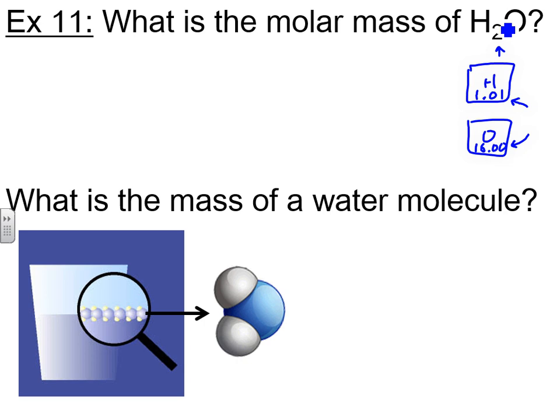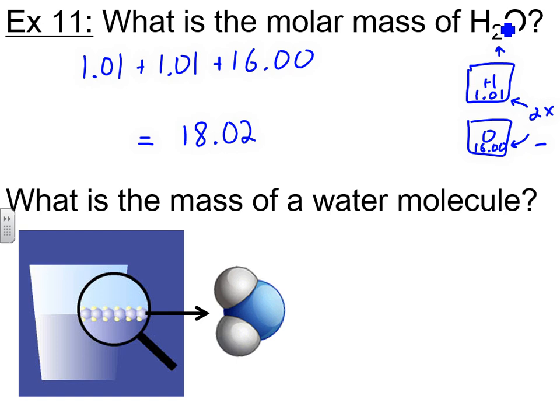Now we have two hydrogens, which means we'll have to double this number and then add it to this number. And then we'll get the molar mass. So it's simple. So you got 1.01 plus 1.01 plus 16.00, which gives you exactly 18.02 is the molar mass of water. Now, the units for molar mass, because molar mass is the mass of a mole, it's actually grams per mole will be the units. You could put just grams, that would be correct, but molar mass is defined as grams per mole, because you literally have 1 mole of this compound that weighs 18.02 grams. Good?